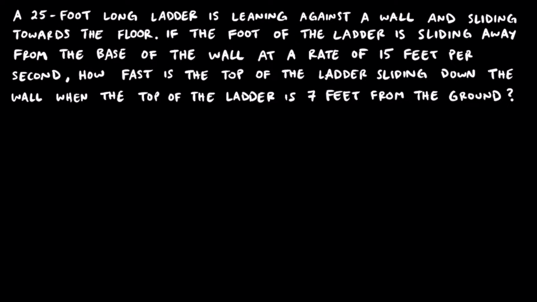A 25-foot long ladder is leaning against the wall and sliding towards the floor. If the foot of the ladder is sliding away from the base of the wall at a rate of 15 feet per second, how fast is the top of the ladder sliding down the wall when the top of the ladder is 7 feet from the ground?